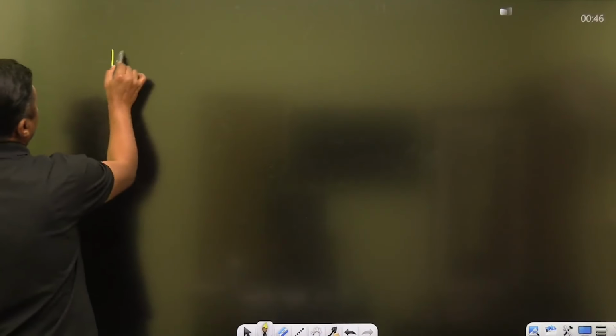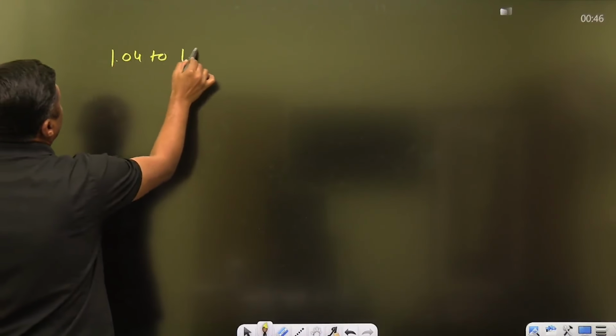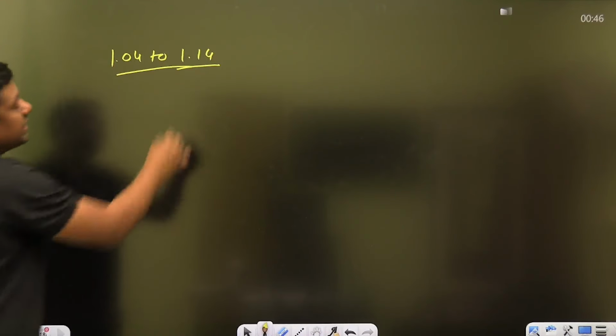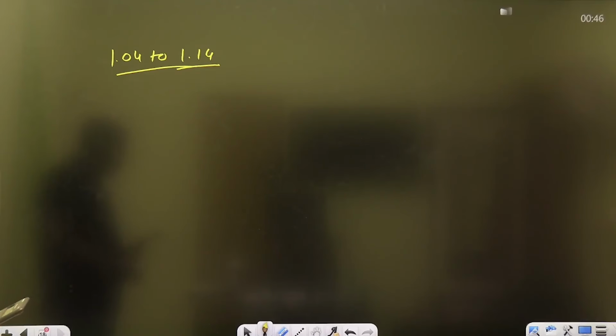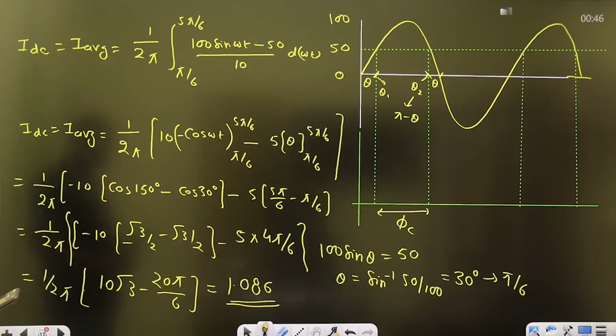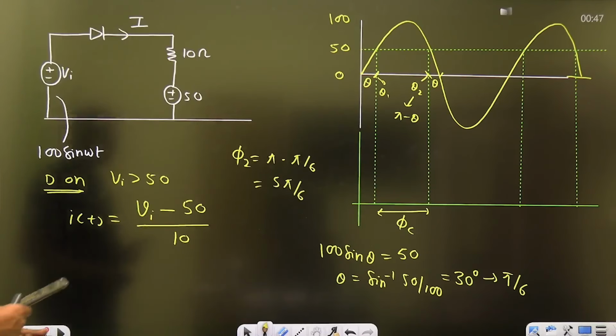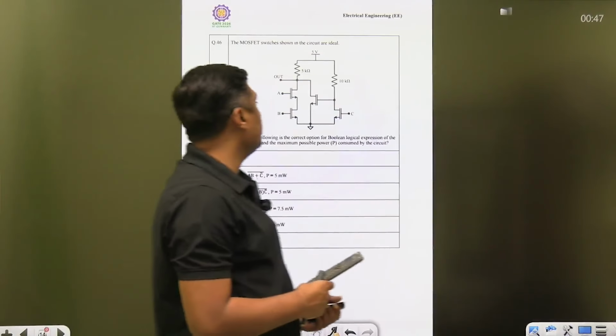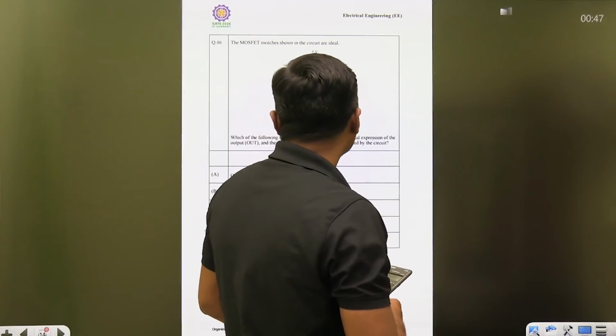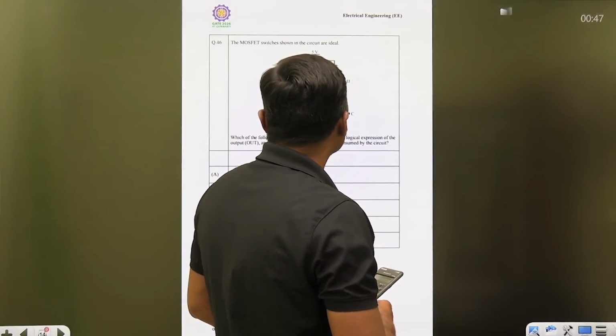Just I have checked 1.04 to 1.14. This is the range, 1.04 to 1.14. And what is our answer? 1.086, in between. Bilkul sahi. So that is how we can calculate the average values, guys. How we can calculate the average value for this question.